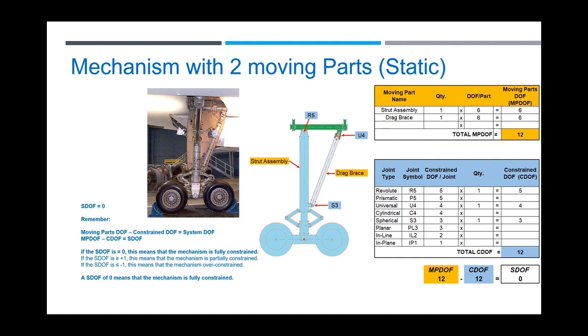So with the math, there's actually two moving parts. There's a strut here, and there's a drag brace, right? So you take a look at the math, that's two moving parts. So 6 plus 6 is 12. And the joints it put on it is a revolute joint, which is value 5. The universal joint is value 4. And a spherical is about value 3. So 12 subtract 12 is 0. So 0 doesn't mean it's bad, but that means it's fully constrained. And that's what you want, right?